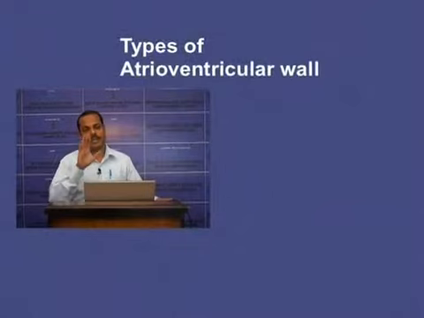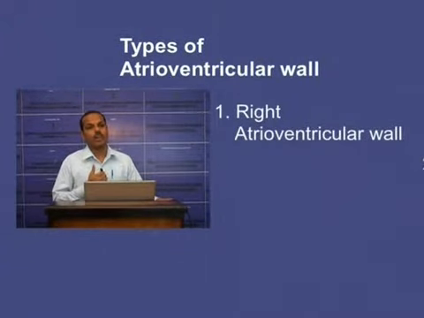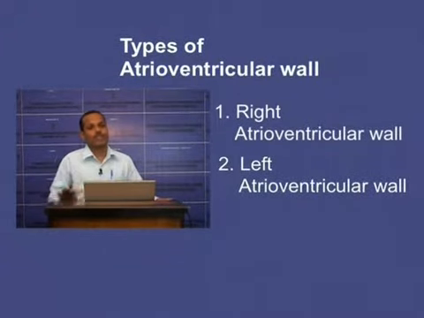So, regarding the AV valve or atrioventricular valve, there are two atrioventricular valves present. These are the right atrioventricular valve and the left atrioventricular valve. The right atrioventricular valve is also called the tricuspid valve. It is seen between the right atrium and right ventricle. So, it has three parts, three cusps.